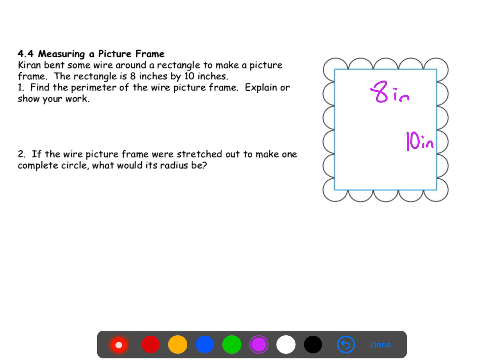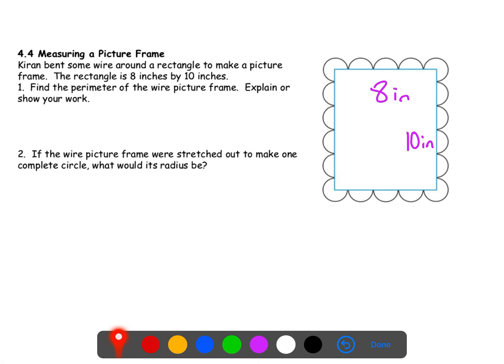Find the perimeter of the wire picture frame. So the distance around the outside edge, this black line, is representing the perimeter of this picture frame. The blue line is the rectangle that we have labeled here. You can see that this rectangle is surrounded by a bunch of partial circles, and most of them are the same. Well, they're all the same circle, it's just a different part of a circle. So I can see that we have half circles for most of the edge surfaces along the picture frame.